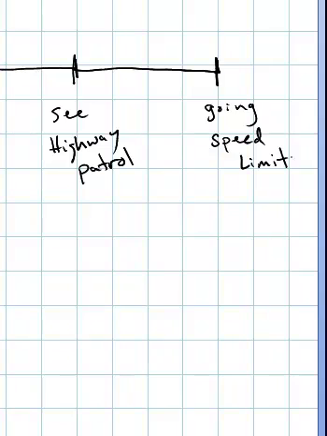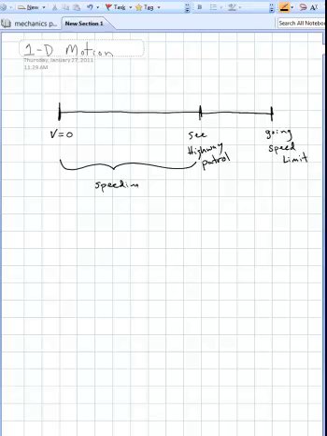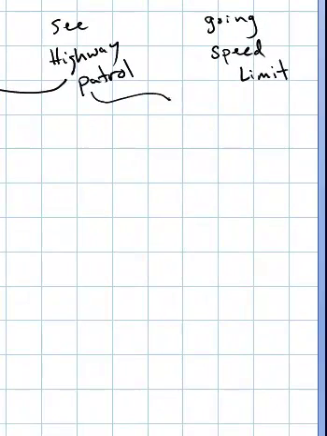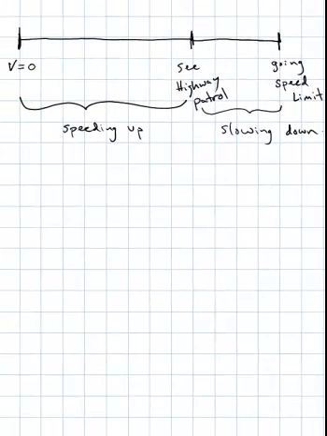So during this first period, from v equals 0 to the time we see the highway patrol car, we are speeding up. And during the second period, we're slowing down. While we're speeding up, we have constant acceleration. And while we're slowing down, we have constant acceleration. But over this entire interval, we do not have constant acceleration. It changes, right? When we're speeding up, it has one value. When we're slowing down, it has a different value. So we have to break this up and treat it as two separate problems.